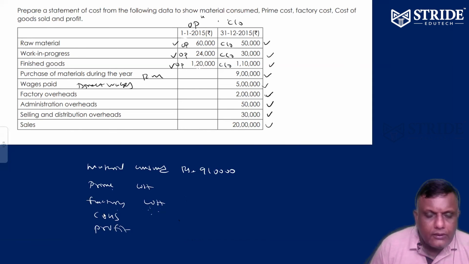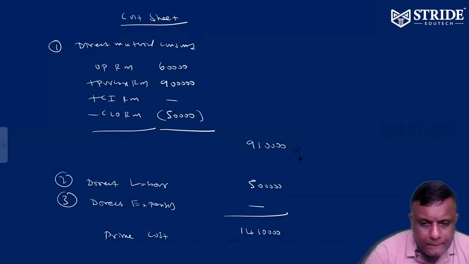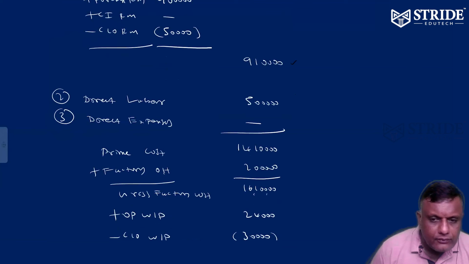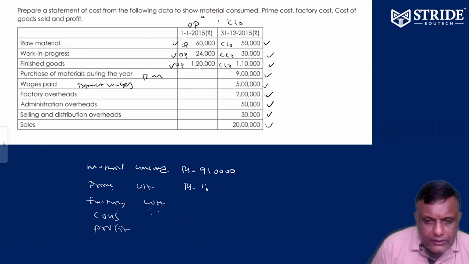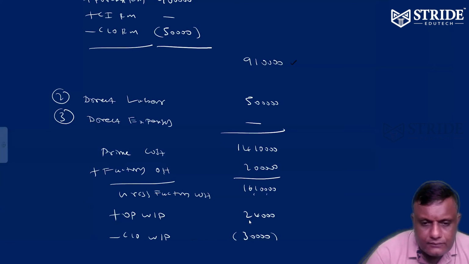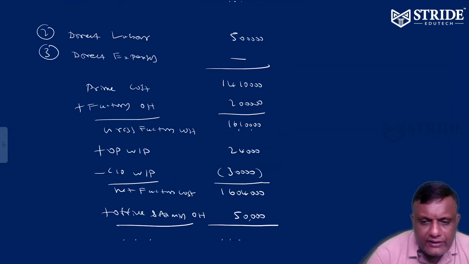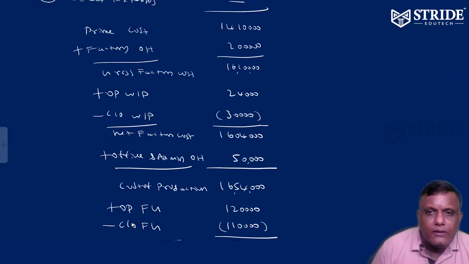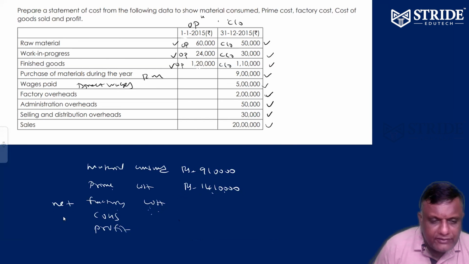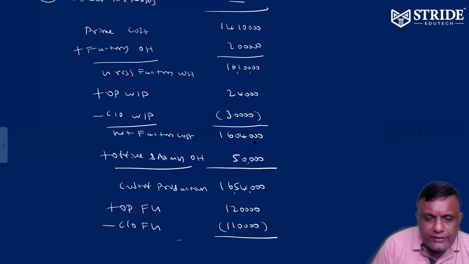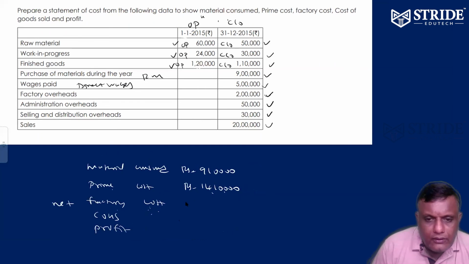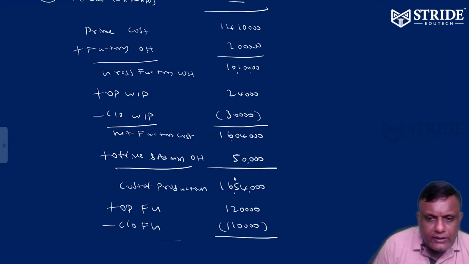Number 2, prime cost: 14,10,000. Number 3, factory cost means always net factory cost. Net factory cost here is 16,04,000 rupees.